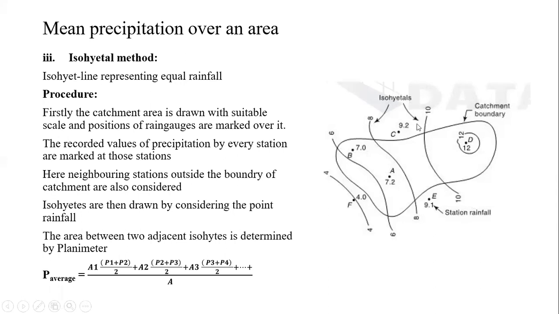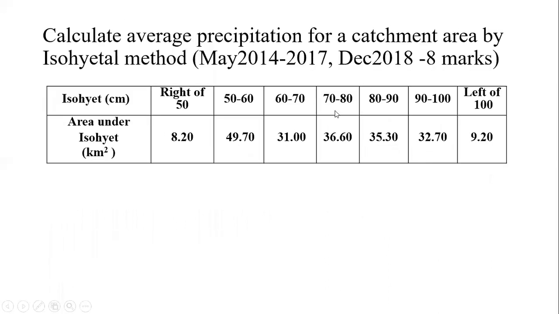For example, for 10 and 8, the average is 9, multiplied by the area. At the last we sum the products of area and precipitation, and divide by the total area of the catchment. This is the general idea which we discussed in the previous session, along with the examples.